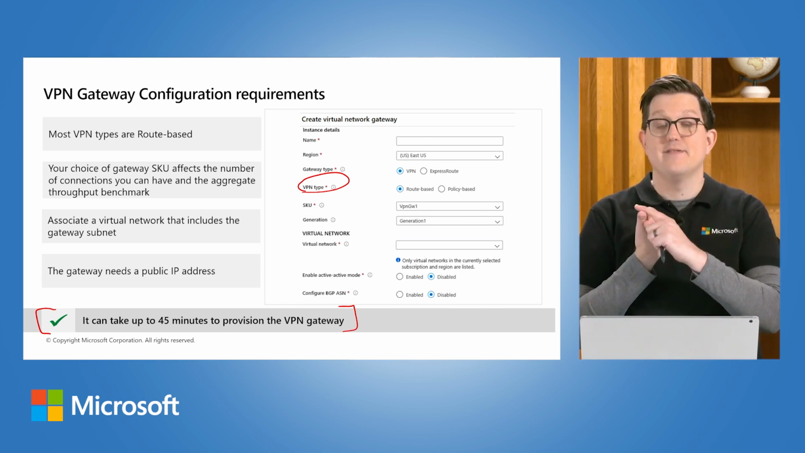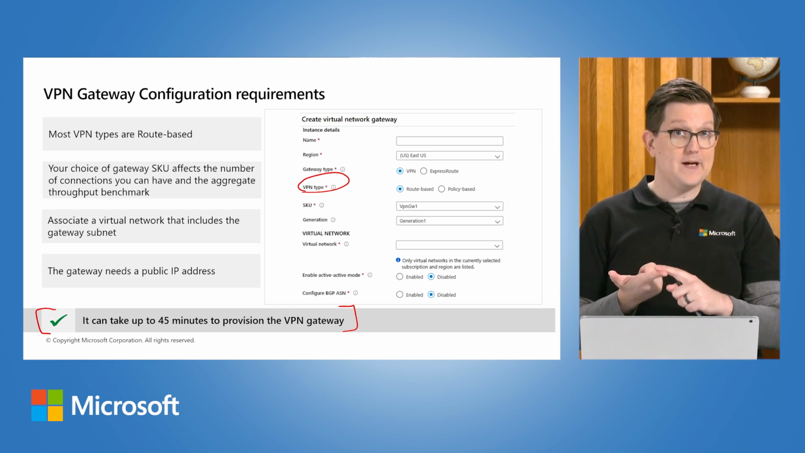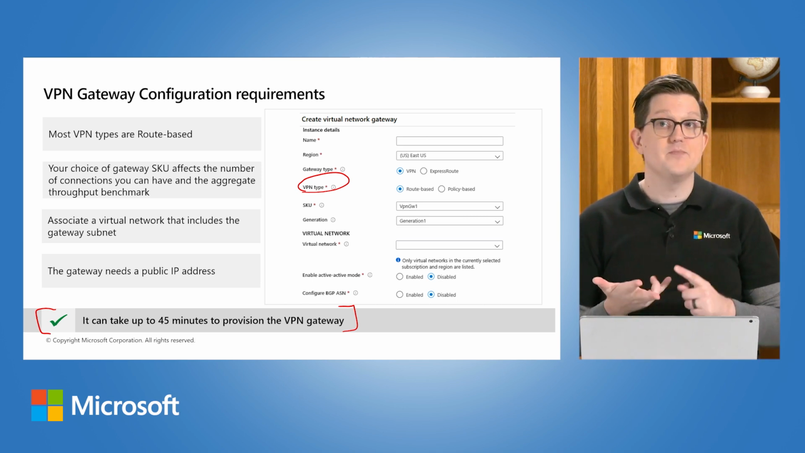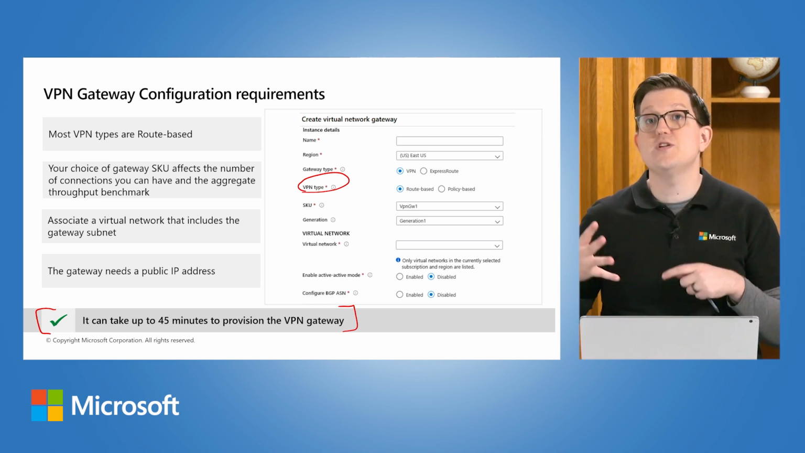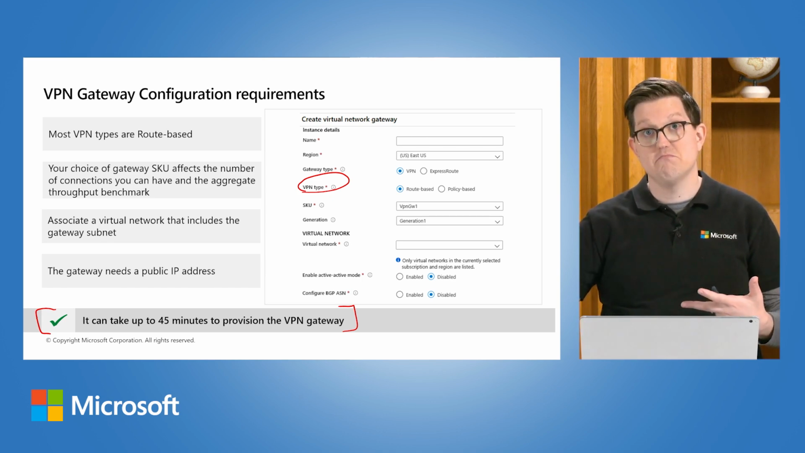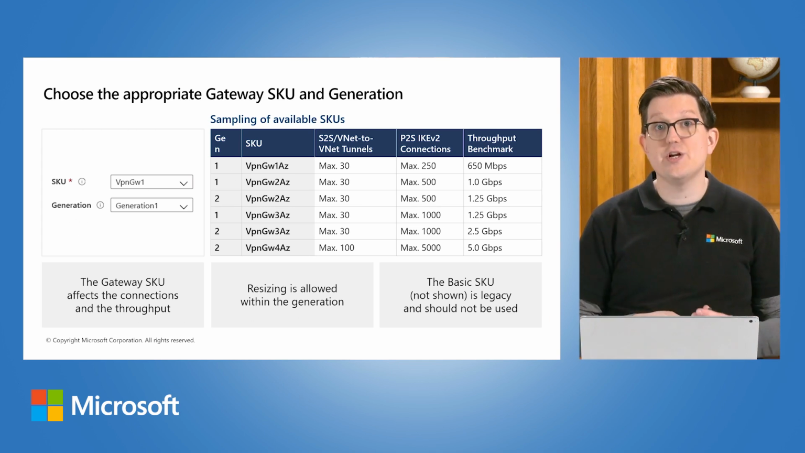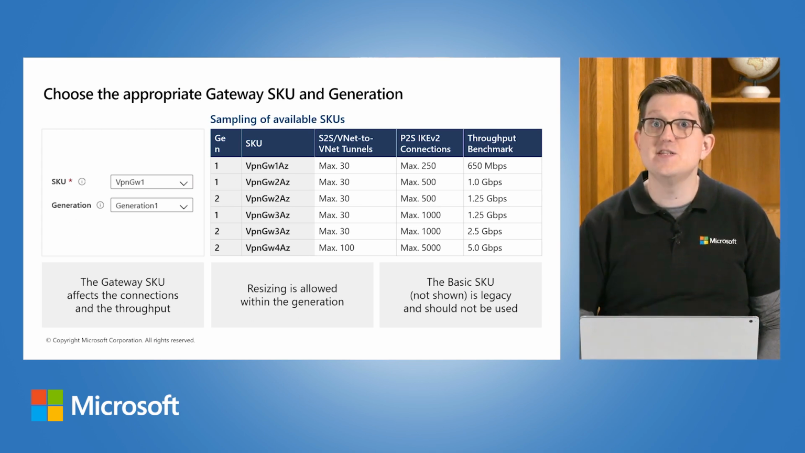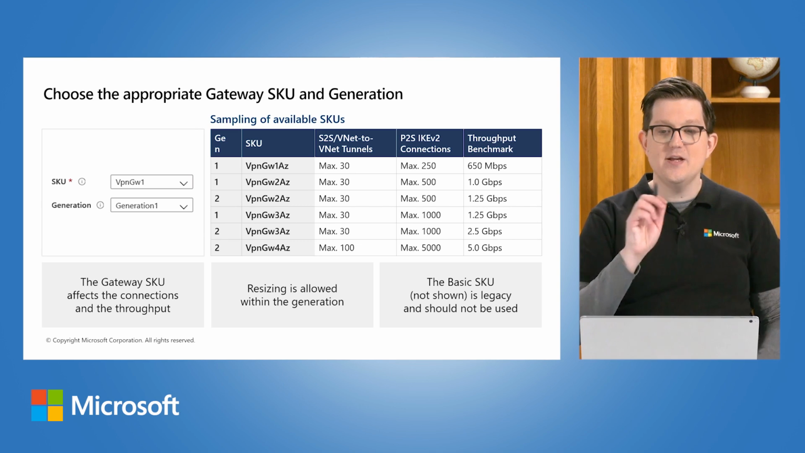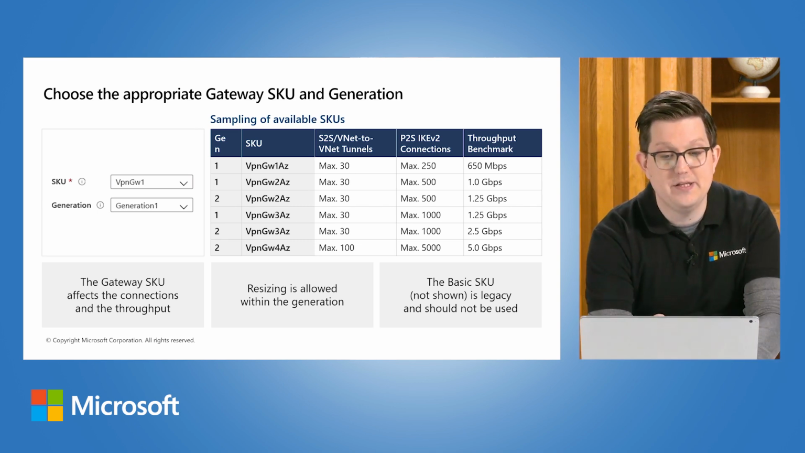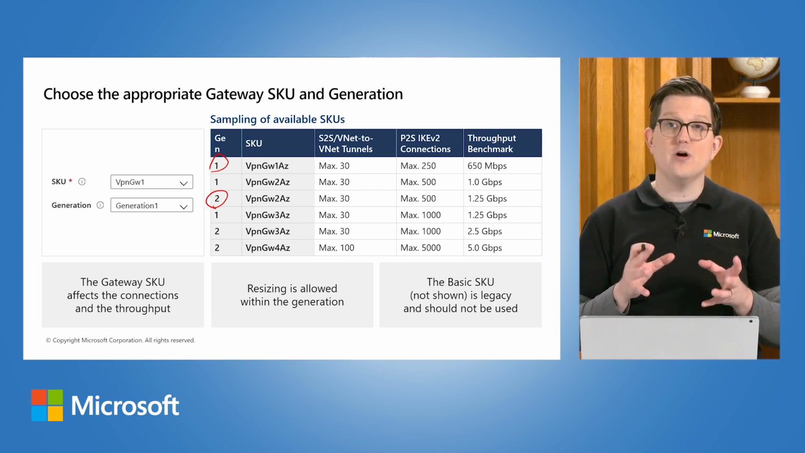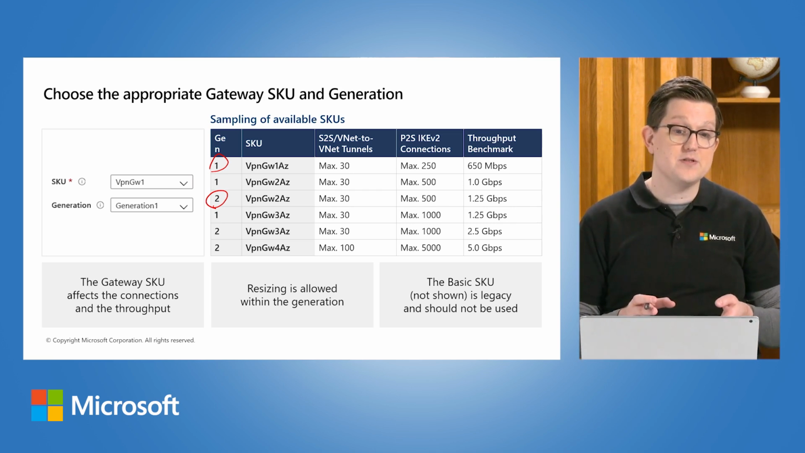Alright, we have our gateway with a public IP landed in a subnet, which is in the region that we wish to have connected across. What's left? Well, there was that SKU and generation. How fast do you want to go? Generation is the big thing to really think about here. Gen 1 and Gen 2 both offer different scalability options.